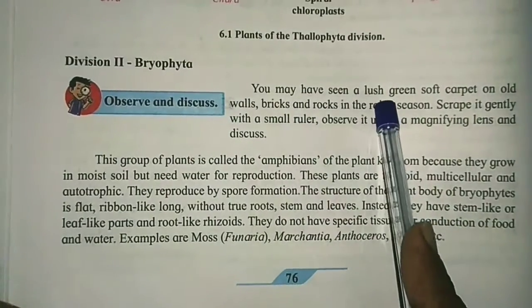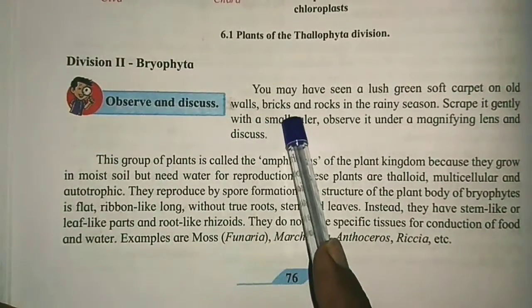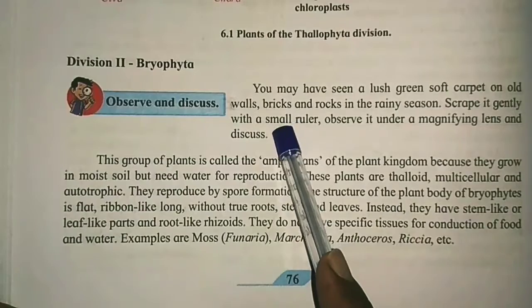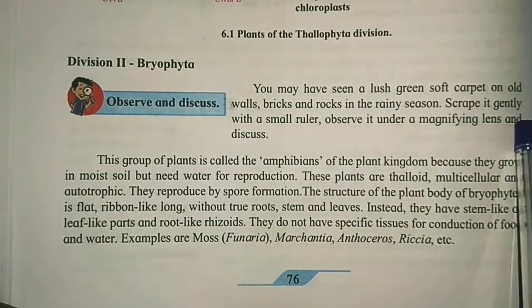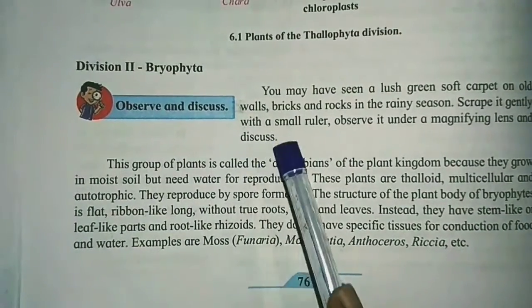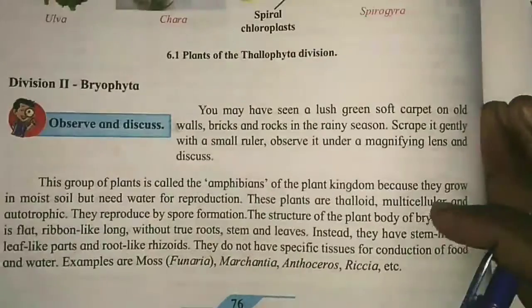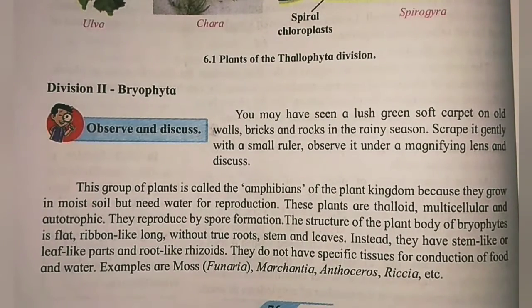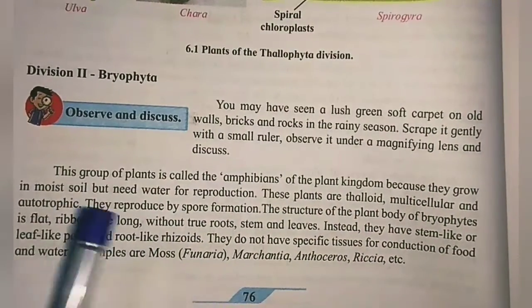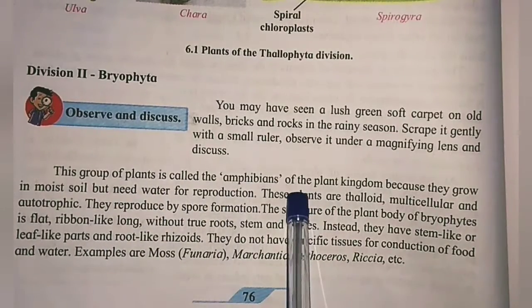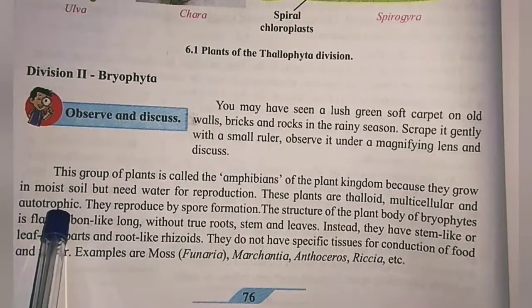You may have seen a lush green soft carpet on old walls, bricks and rocks in the rainy season. Scrape it gently with a small ruler, observe it under a magnifying lens and discuss. So in the rainy season we have seen rocks and bricks of the house. There are some, so that green soft carpet is not Spirogyra. Okay, it is different.